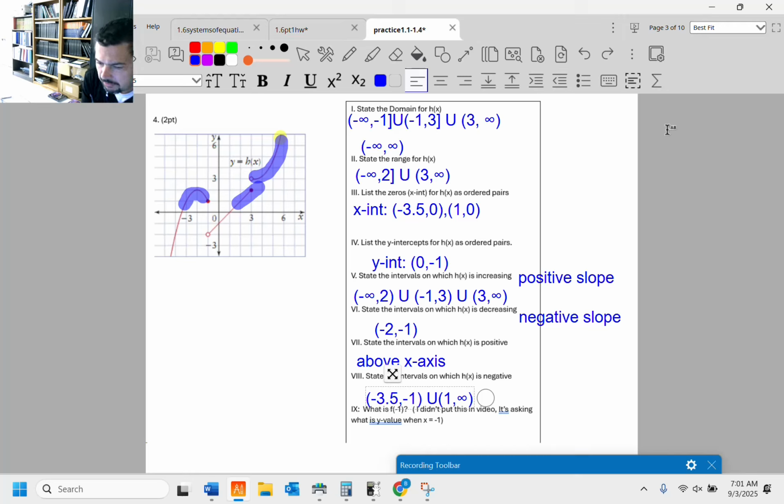Alright, here. What is f of negative 1? And I'm doing the video now. This is an old sheet. I need to edit it a little bit. So what is f of negative 1?